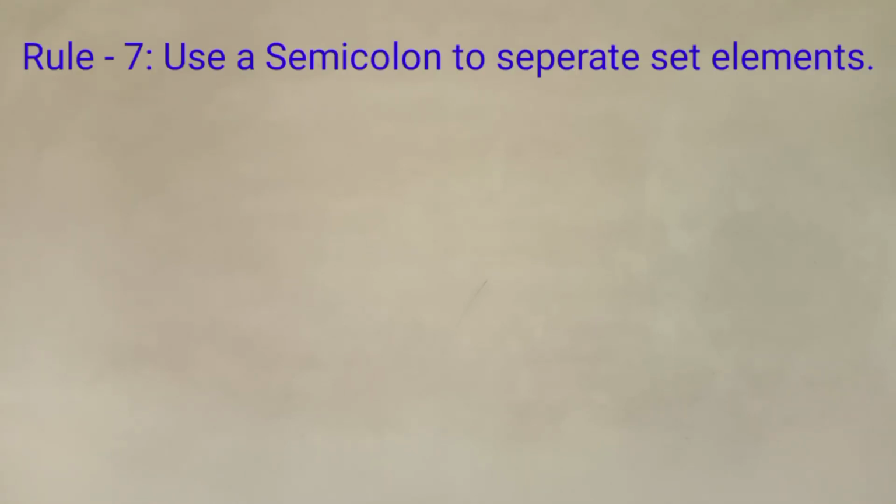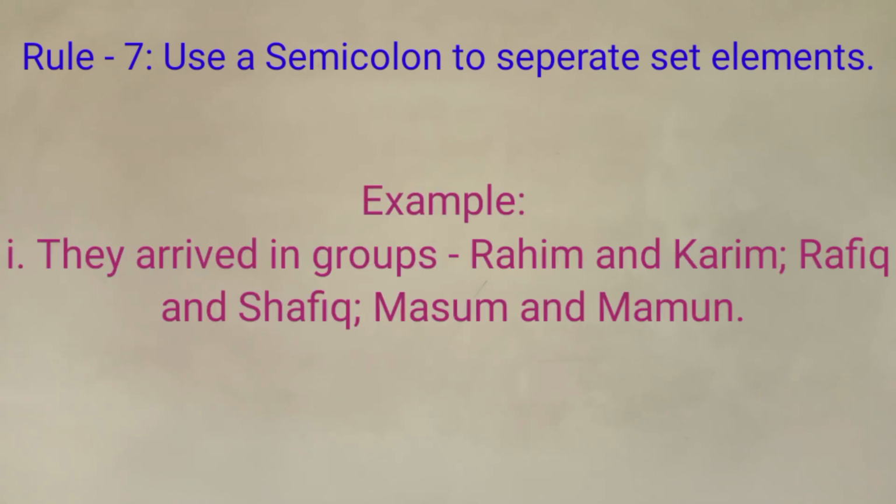So number 7, use a semicolon to separate set elements. Example: they arrived in groups: Rohim and Karim; Rofik and Shafik; Masum and Mamun. They arrived in a group. Rohim and Karim is a group or set. Rofik and Shafik is a group or set. Masum and Mamun is a group or set.